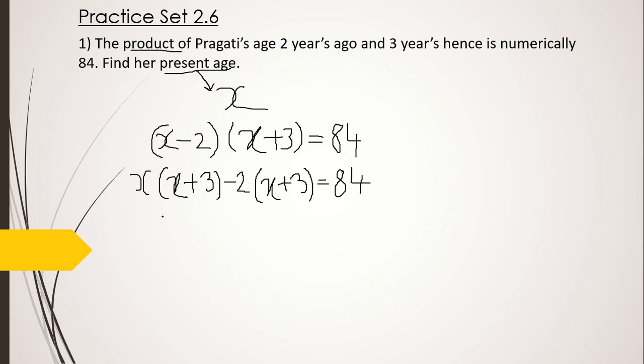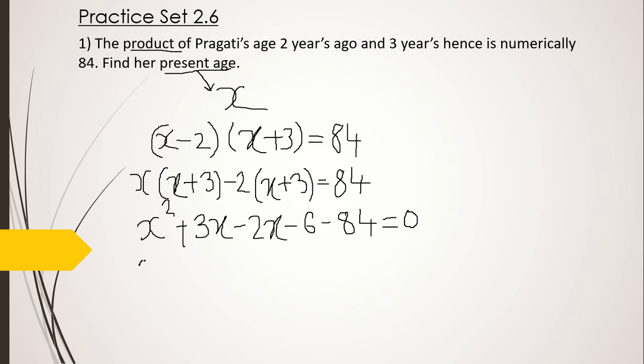Now multiply this x inside the bracket. x into x, you will get x square, plus x into 3 will be 3x, minus 2x. Now multiply that 2 inside the bracket. Minus 2 times x is minus 2x, and minus 2 times 3 is minus 6. Minus plus is minus. 2 threes are 6. And this 84 was here, I bring this 84 to this side. It becomes minus 84 is equal to 0.